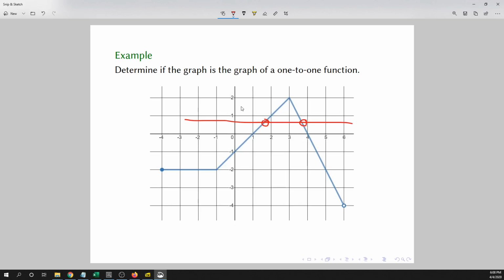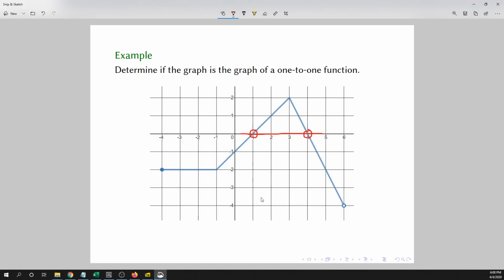There are two different values that could plug in. And in fact, if I was a little bit more careful about it, if I tried to draw the horizontal line, I guess the best place would be right here. If I drew this horizontal line right here, you can see it cuts the graph right here and cuts the graph right here.